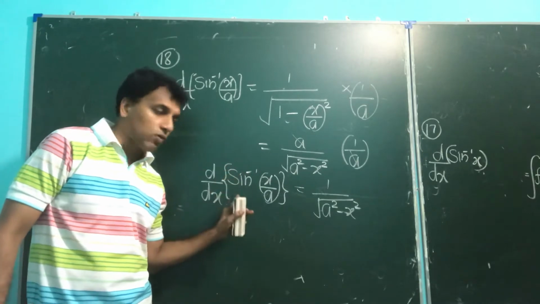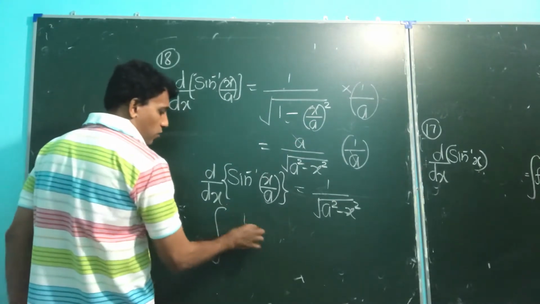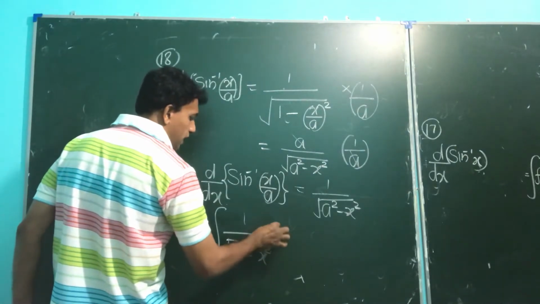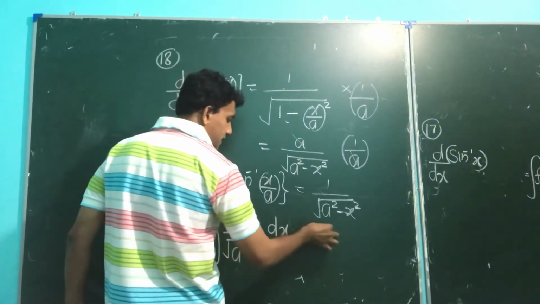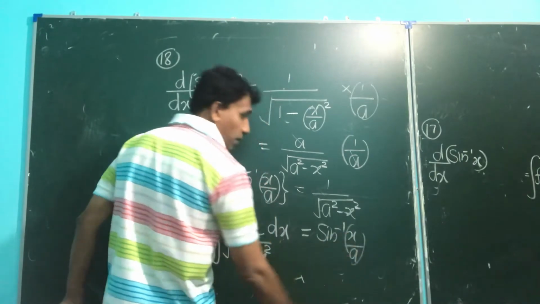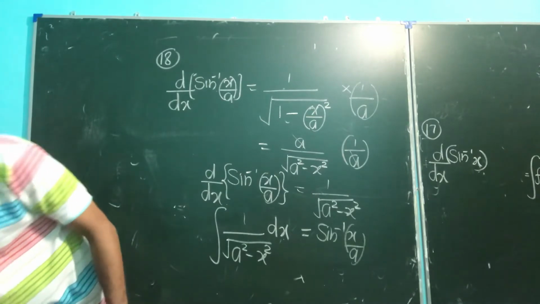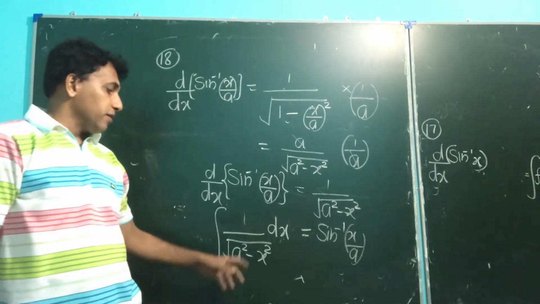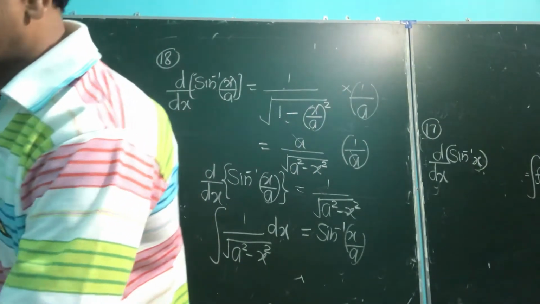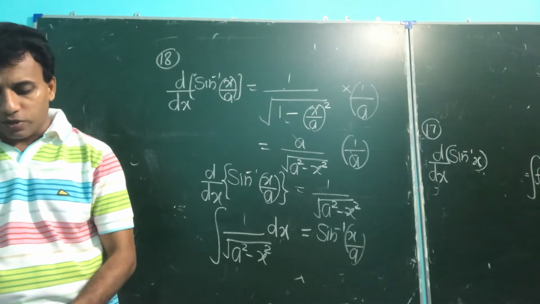If the differentiation of this one becomes that, therefore the integral of 1 over square root of a square minus x square dx is sine inverse x over a, plus c also. If anything is in this form, where a is a constant, the answer is sine inverse x over a.